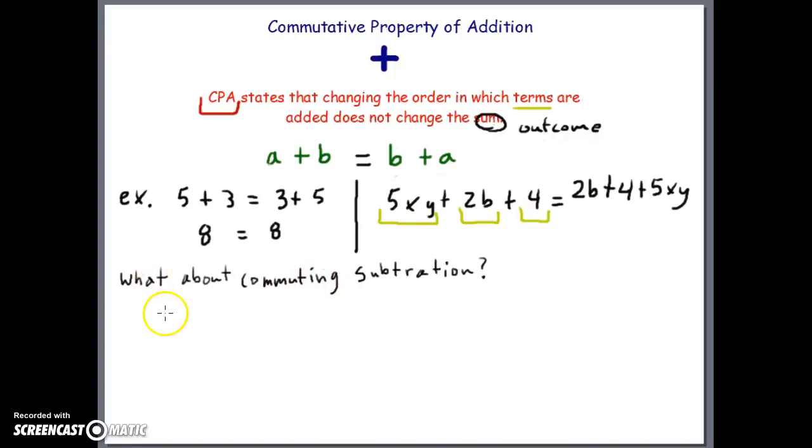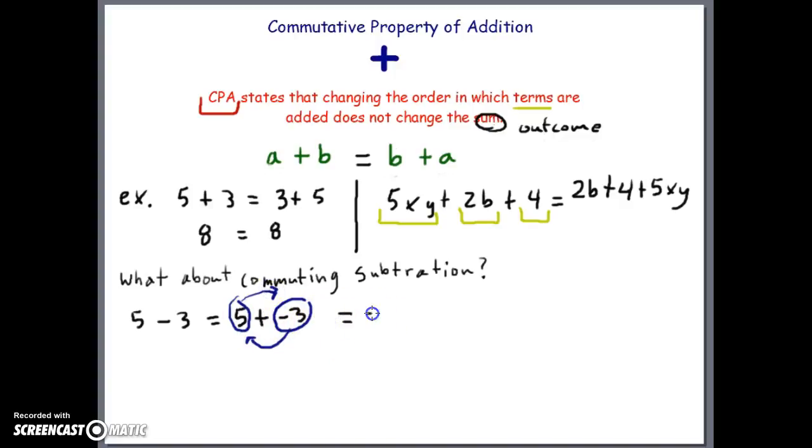So the question now becomes, what about commuting subtraction? So what if we had maybe 5 minus 3? And to that I would respond, commuting subtraction is pretty much just turning that subtraction back into addition. So if we turn the subtraction back into addition, what we have is 5 plus a negative. Remember, subtraction is the same thing as plus a negative. So we can convert this back into addition. And now that it's back into addition, we can commute the negative 3, and we can commute the positive 5. As long as I don't change the signs, I should be okay.